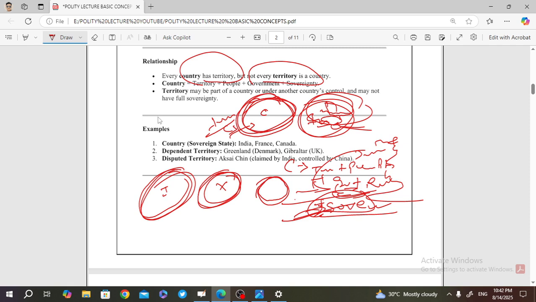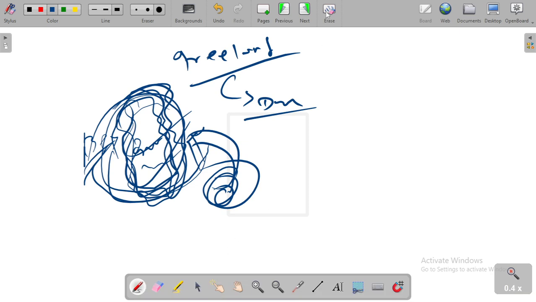A territory may be a part of a country or under another country's control and may not have full sovereignty. So in the case of a territory, there is no sovereignty. It may be under the rule of another. We can say Greenland is under the rule of Denmark. This is the difference between territory and country.